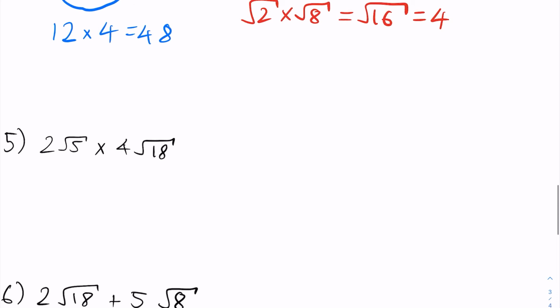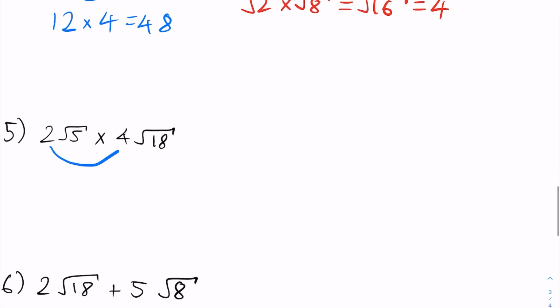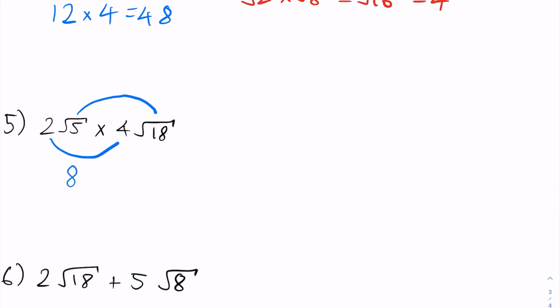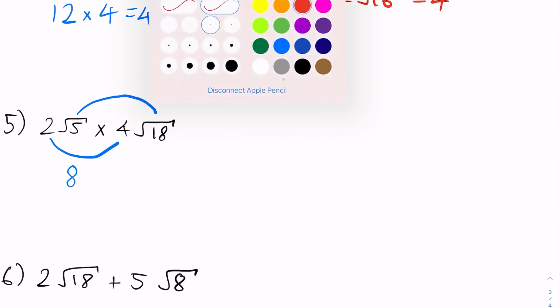Okay. Next up, 2 root 5 times 4 root 18. Now, we could use the exact same technique. We could say, well, 2 times 4, and the square root of 5 times the square root of 18. Now, the 2 times the 4 is perfectly fine. That's just going to be 8. But the square root of 5 times the square root of 18 is going to give you quite a large number that might prove a bit difficult to break down. So what I'm actually going to do first is break it down at the beginning.